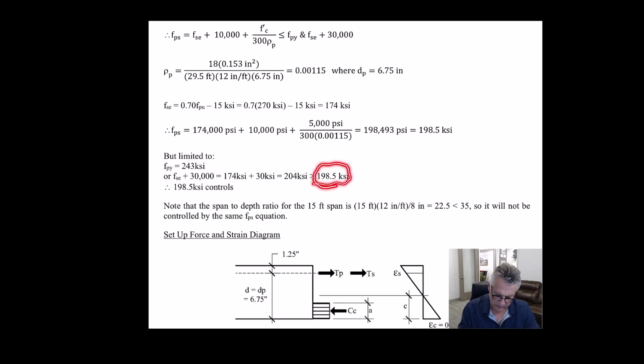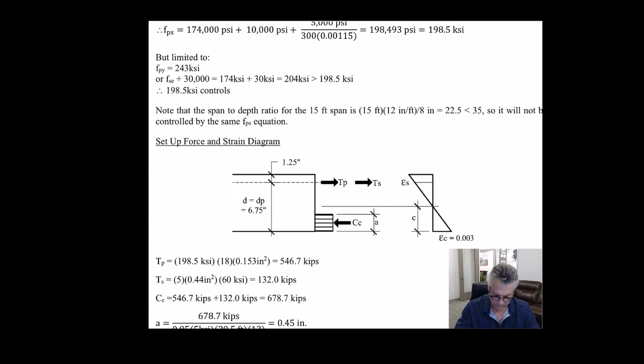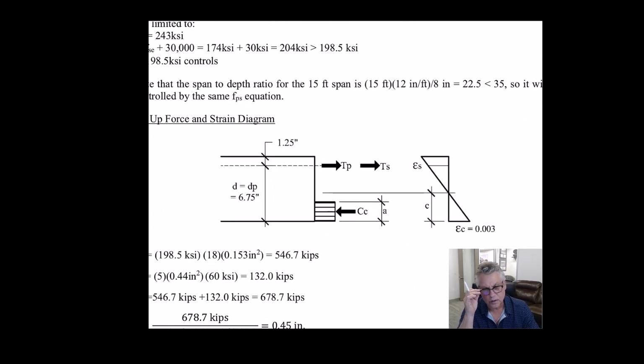But we calculated less, so we'll use the less, the 198.5. Now everything at this point is the same, and I'm not going to spend a lot of time going through this because this is just exactly what you've been doing. The post-tensioning and the bonded steel are at the same elevation. They have the same cover.